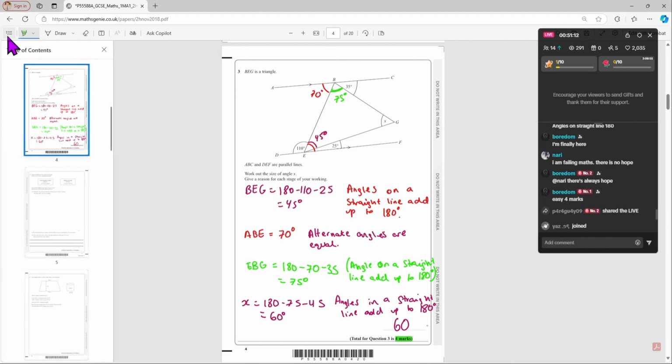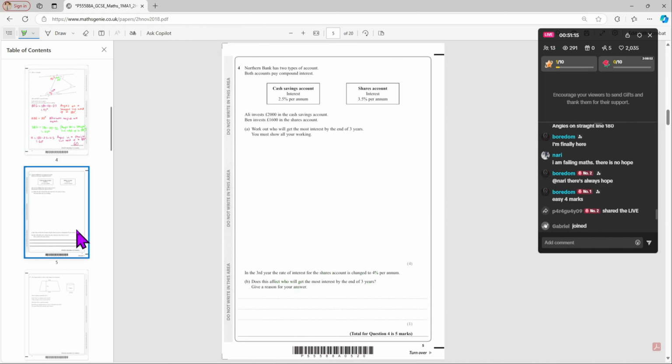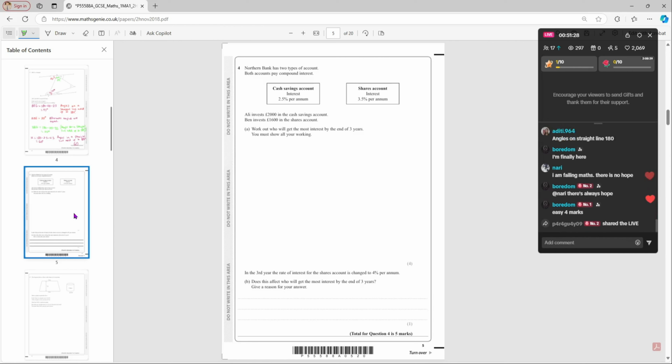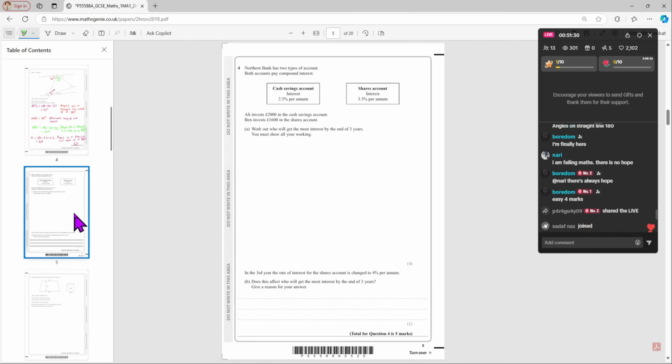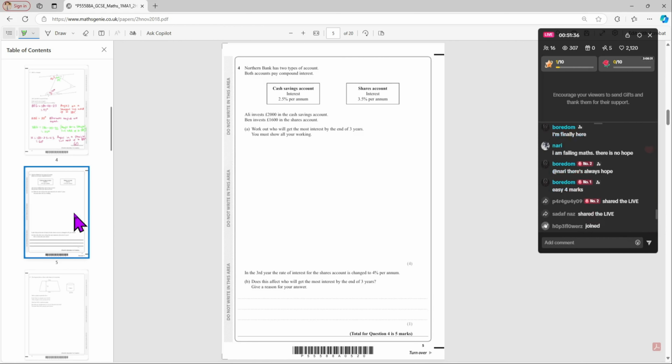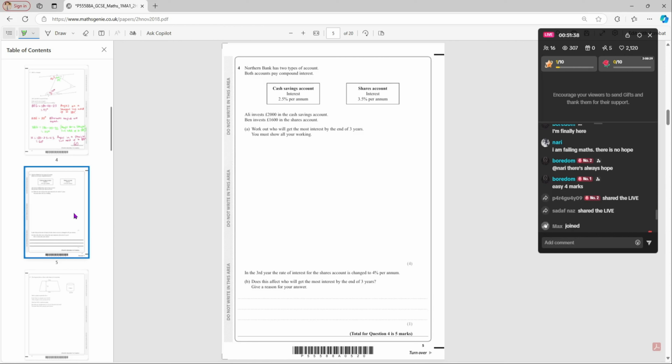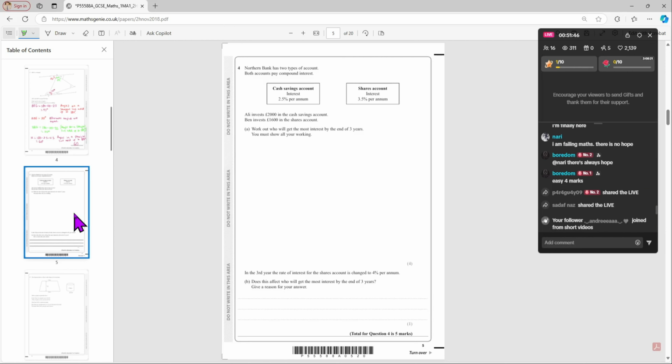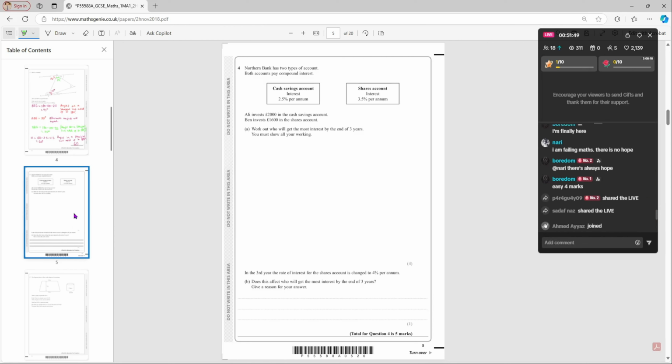So, moving on to question number 4. Northern Bank has 2 types of accounts. Both accounts pay compound interest. The cash savings account has an interest of 2.5% per annum, and the shares account has an interest of 3.5% per annum. Ali invests £2,000 in the cash savings account, and Ben invests £1,600 in the shares account. Work out who will get the most interest by the end of the 3 years. You must show all your working out.